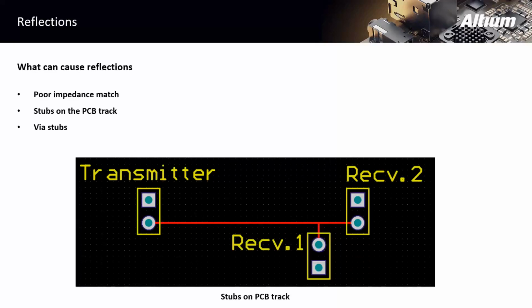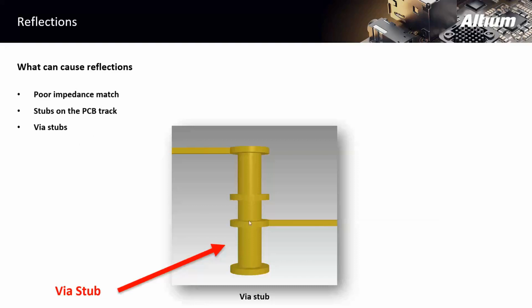What are the causes of reflections? One is impedance mismatch, and the other is steps on the PCB track and via stubs. They are the main causes for the reflections on the track. Unused tracks, just like this, and steps on the PCB and via stubs. A via stub means an unused via barrel. This is called the via stub, which is a main cause for reflections.